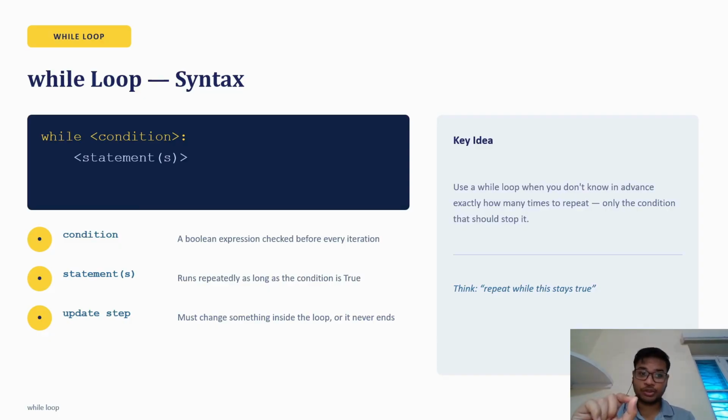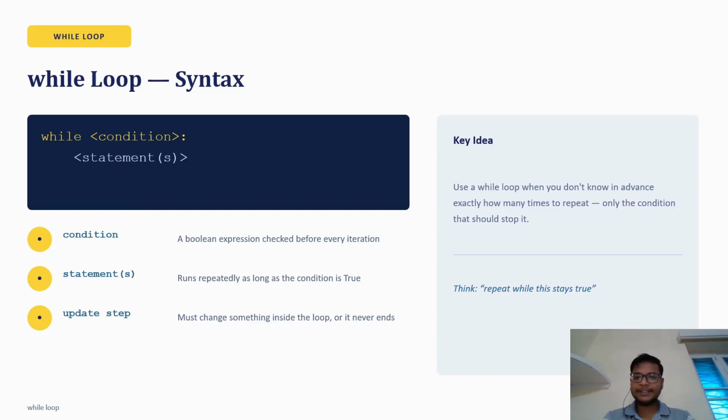That's the most important thing: when the condition is true, the code will run. After that comes the update step, the updation. Iteration, condition, and updation. The most important thing is that you must change something inside the loop, or it never ends. This is all about the basic syntax of the while loop.